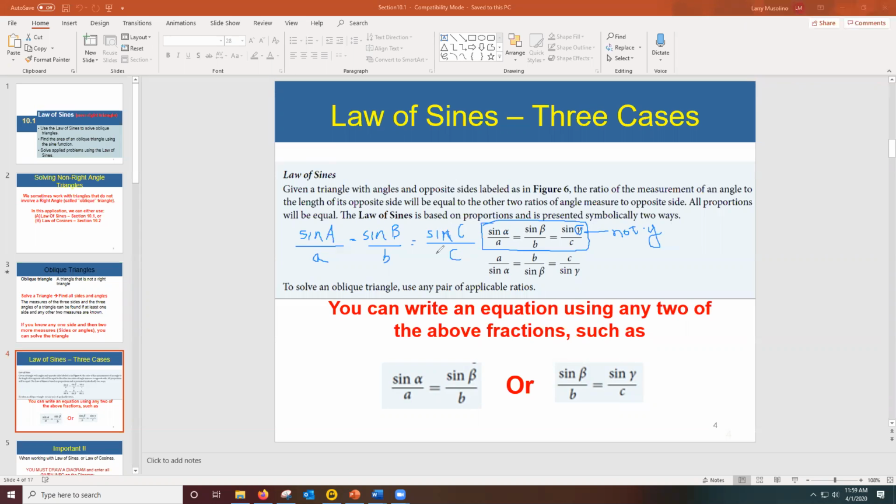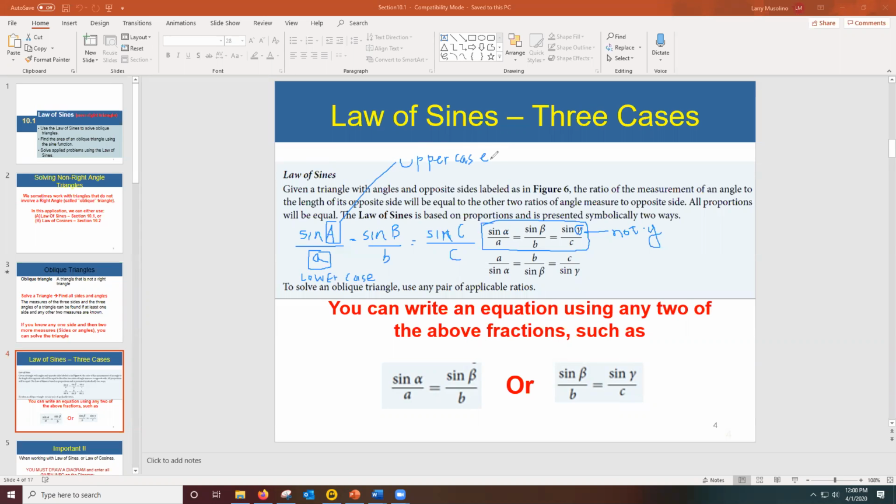So now when I do this, the sides are always lowercase letters. Notice the sides are going to be lowercase letters. The angles are going to be uppercase letters. So we're going to use this convention: the angles will be uppercase ABC, and the corresponding sides will be lowercase abc.